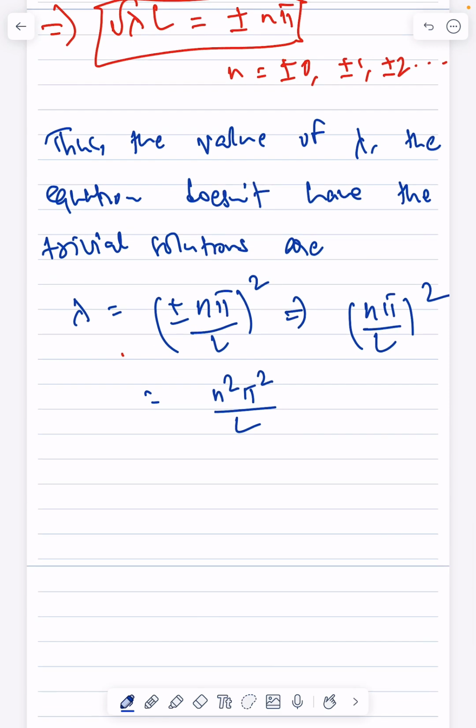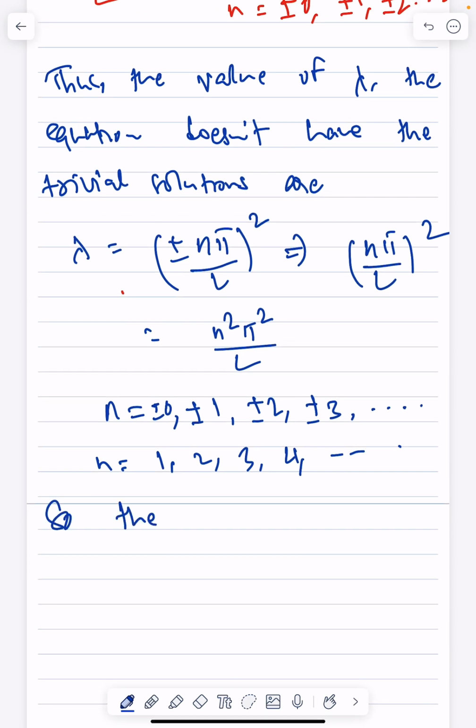Now what are the possible values of n? The possible values of n are plus or minus 1, plus or minus 2, plus or minus 3, and so on. But we can also include 0. If n is 0, then lambda is 0, which happens to be case 1. Since we have n squared, we do not have to use plus or minus, because you get the same answer for both values. So n can be 1, 2, 3, 4, and so on.